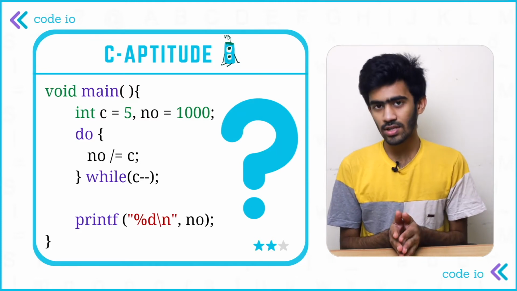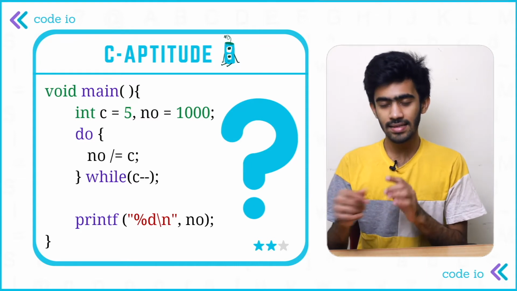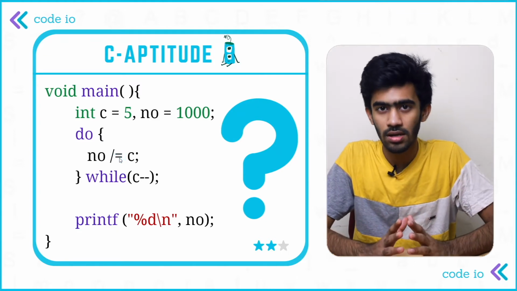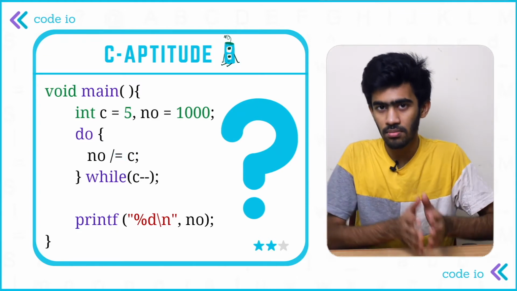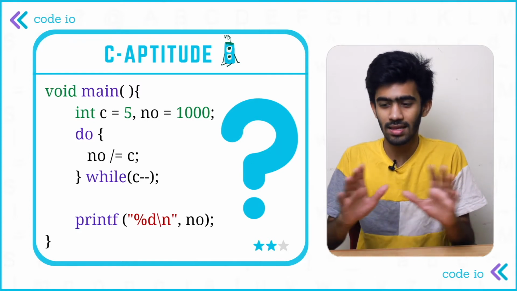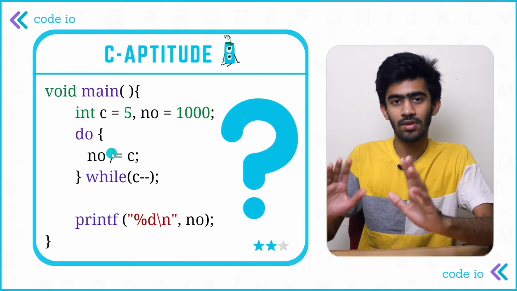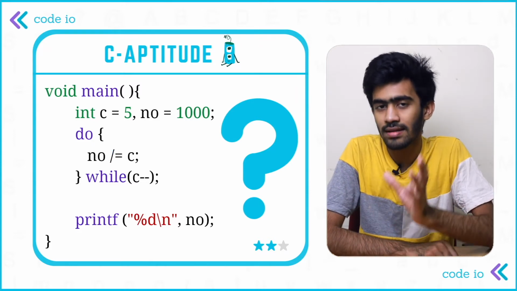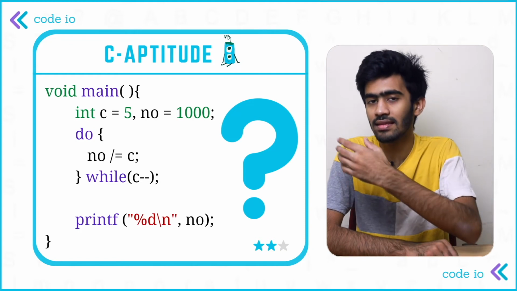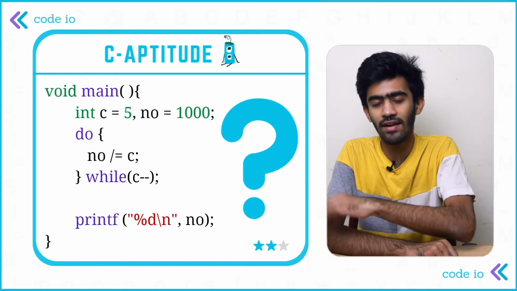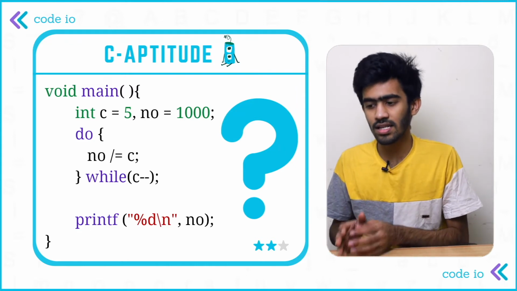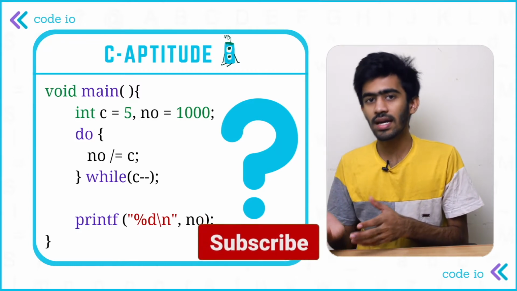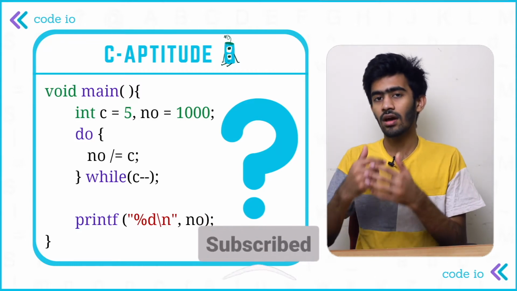So number is equal to number divided by C, and that is the meaning of this statement, because this is an augmented assignment operator which performs number is equal to number divided by C. The variable NO stores the value we get when we divide the existing value of NO, which is 1000, by C. So 1000 divided by C, that is 5, would give us 200. So 200 will be stored in NO, and then we'll get to the while.